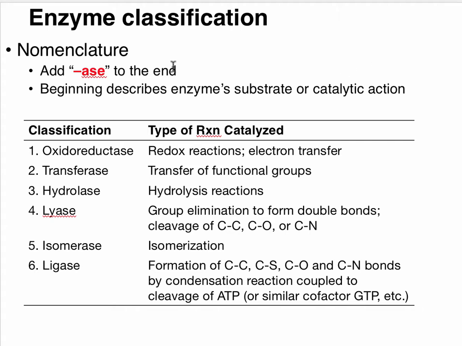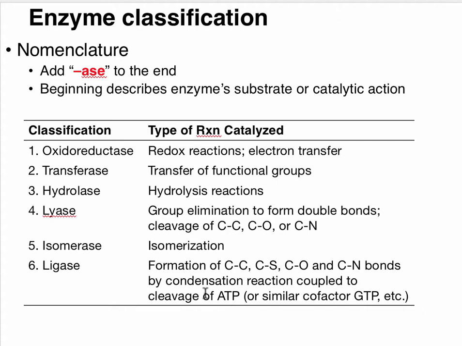What I think is important is that you understand we add -ase to the end of enzymes when naming them, and that the beginning usually describes an enzyme's substrate or the catalytic action it's performing. All right, so there are 6 different classifications of enzymes. I want to make sure that you know all 6 of these. We'll do a couple of examples, but this will be on your next quiz and on your homework assignment that I'll try to assign this week.